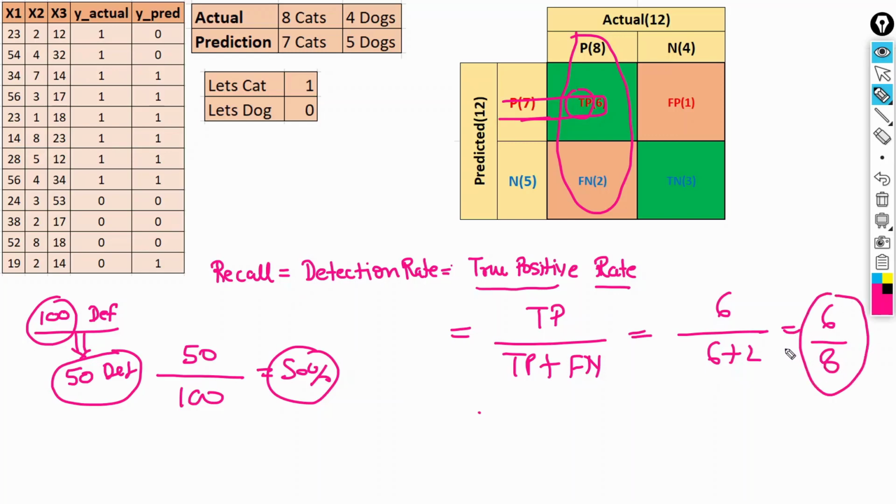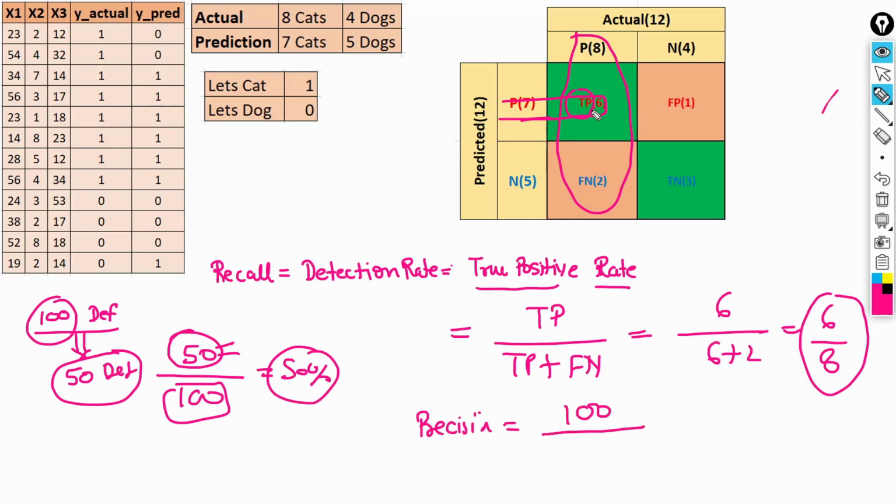It means how many correct classes my model is able to detect, right? Out of the correct positive classes, how many correct positive classes is my model able to detect? As you can see here, there are 100 positive classes. My model is able to detect 50%. So there is a 50% probability that my model is able to detect only 50 classes out of 100. So that is called recall.